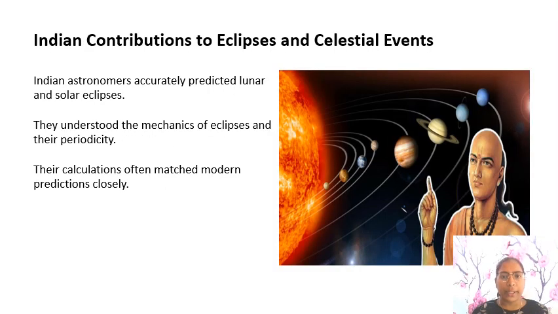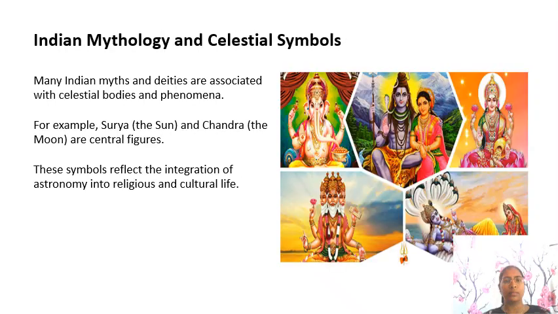Indian contributions to eclipses and celestial events. Indian astronomers accurately predicted lunar and solar eclipses. They understood the mechanisms of eclipses and their periodicity. Their calculations often matched modern predictions closely.